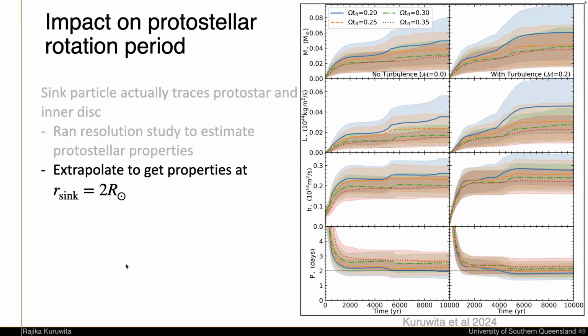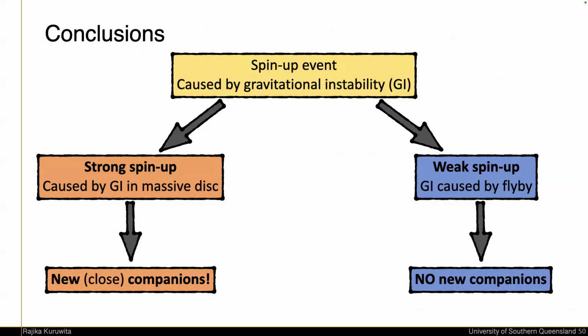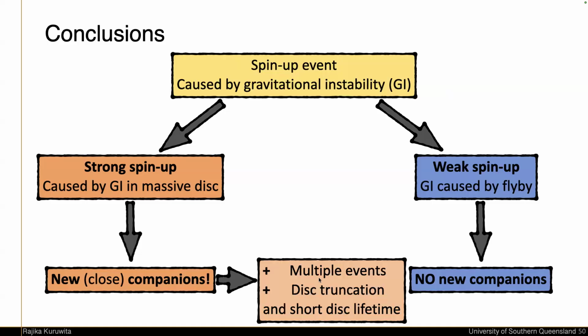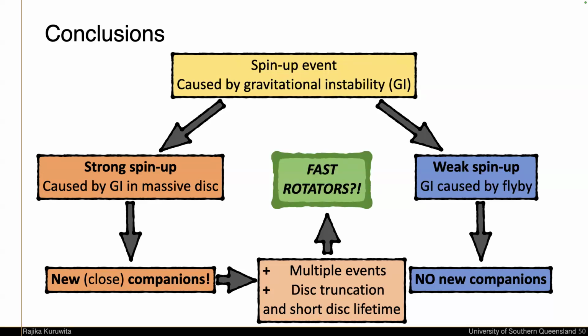So it could be suggesting these spin up events could help spin up the star and we can get these fast rotators. So looking at that, we extrapolate our conclusions. So we have this event, you have the strong GI causing companions to form. And if you couple that with having multiple spin up events by flybys from this companion, and also truncation of the primary circumstellar disk leading to a short disk lifetime, maybe you could get some fast rotators.